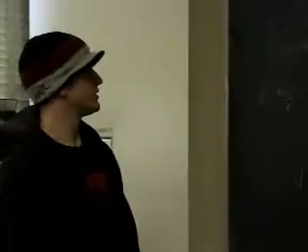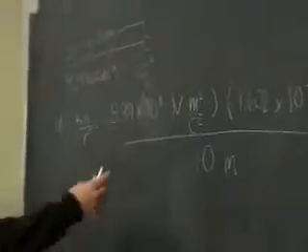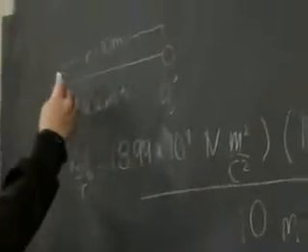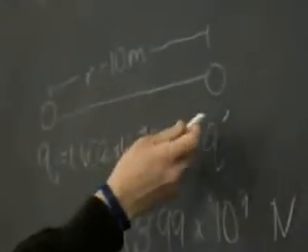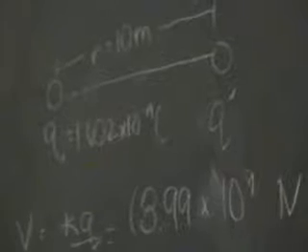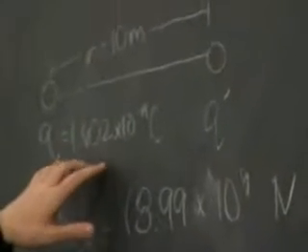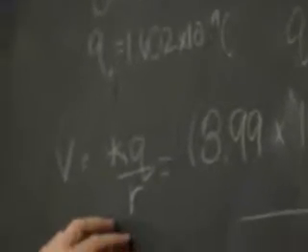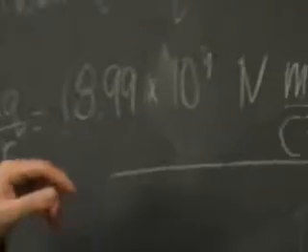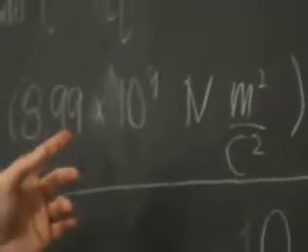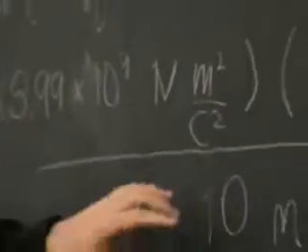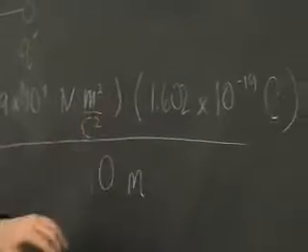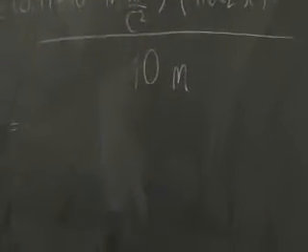So when we're doing a problem like this, it's best to draw it out at first, but say we have a charge that's radius 10 meters away from the test charge Q prime, and both the charges have the charge of 1.602 times 10 to the minus 19 coulombs. Plug it into the equation for potential, and what we find is multiply the K value times the charge value, and then divide it by the distance.